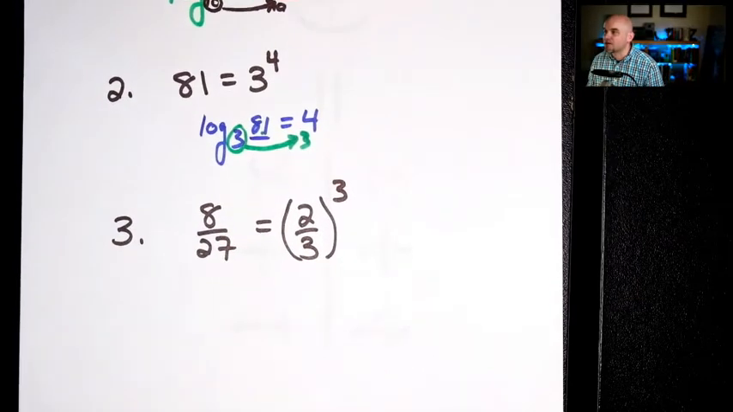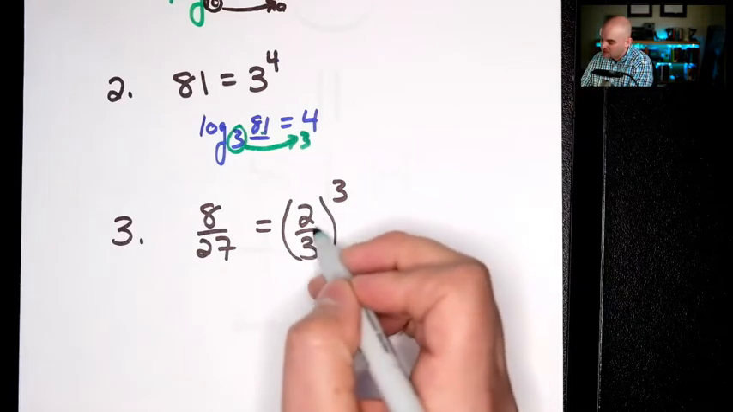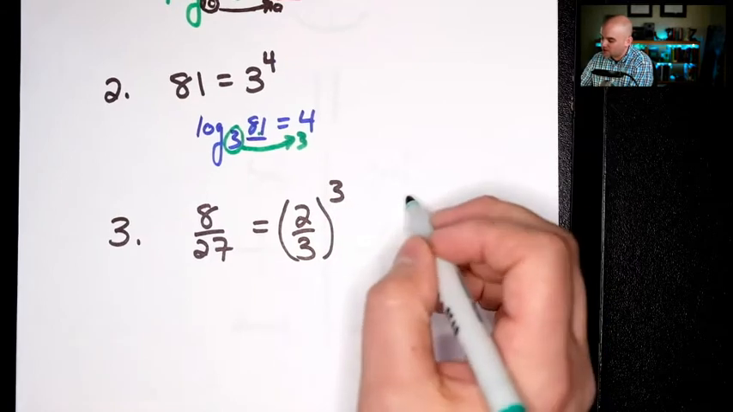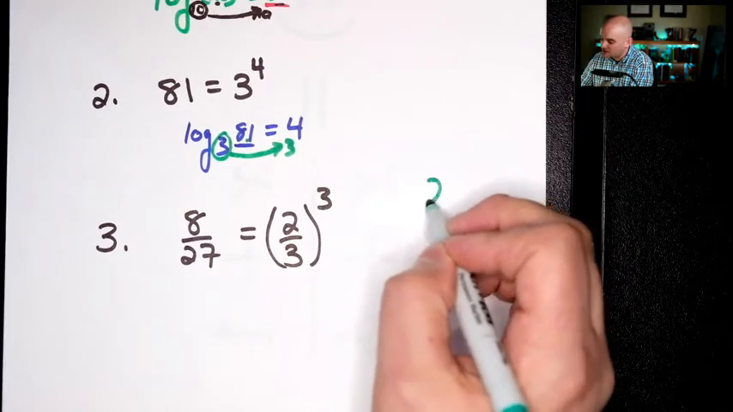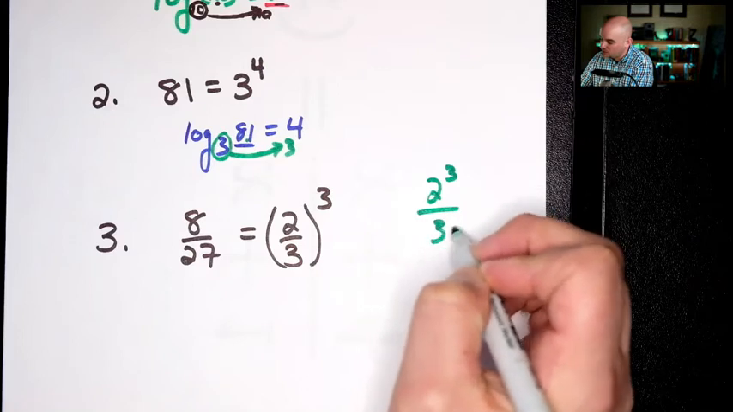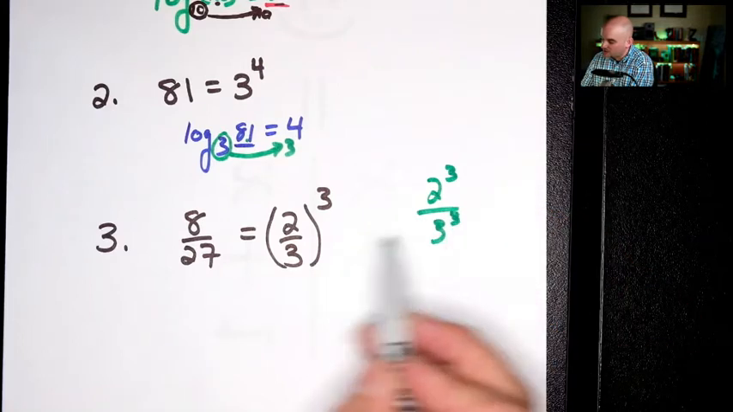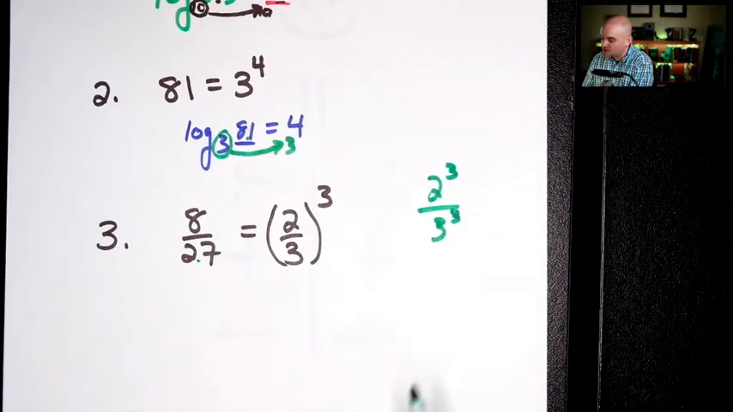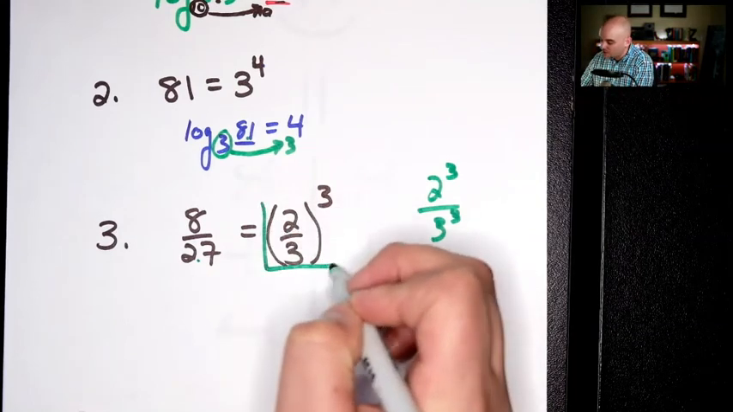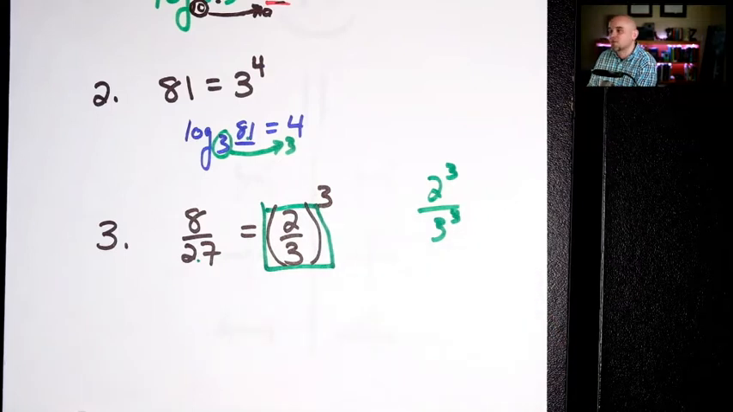This one gets a little bit more tricky because we've got some fractions, and people don't like fractions, right? But I want you to think of something. Remember, anytime we have a fraction raised to an exponent like this, this is the same thing as saying 2 cubed over 3 cubed, okay? And notice 3 cubed is 27 and 2 cubed is 8. So don't be too intimidated by that. Just remember, this right here is the base in my exponential form.